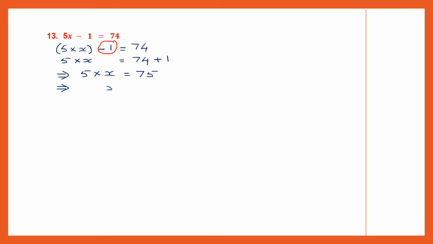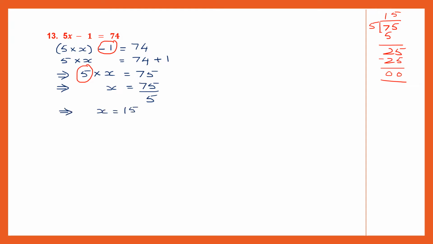Therefore, to find the value of x, we write 75 divided by 5 because we have transposed 5 from here to the right hand side. It's become division. So let's divide 75 by 5 and get our answer. 5 ones are 5, minus, 2 and 5, 25. 5 fives are 25, minus 0. So here we've got 15 as our answer. So x is equal to 15. We have solved for x in this question. The value of x is 15.